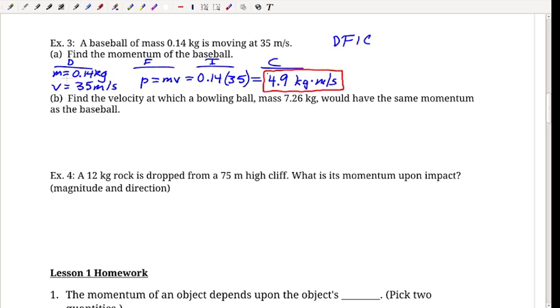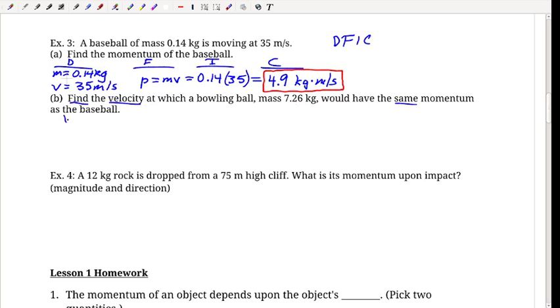You don't have to write the DFIC every single time if you don't want to, but you do need to write down the information for each of those steps to show your work. So part B then asks you, find the velocity at which a bowling ball with a mass of 7.26 would have the same momentum as the baseball. So we calculated our momentum up here. We're going to use the same momentum, different mass. We want to find the velocity.